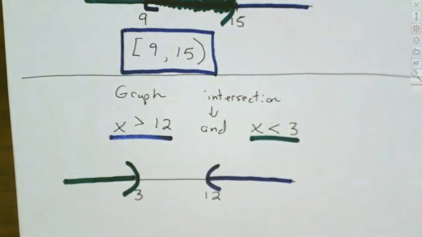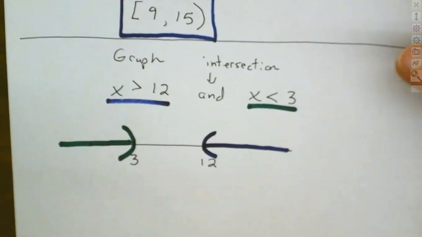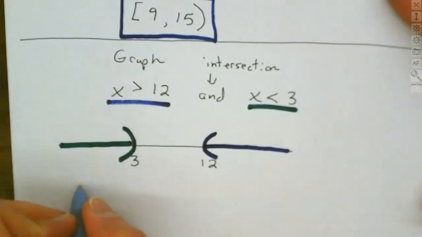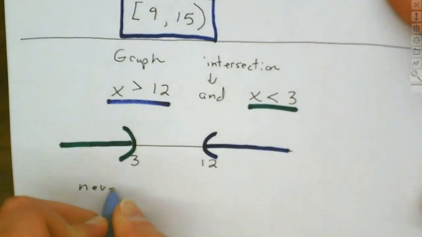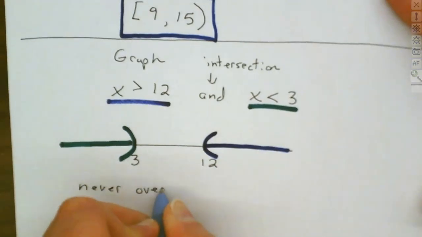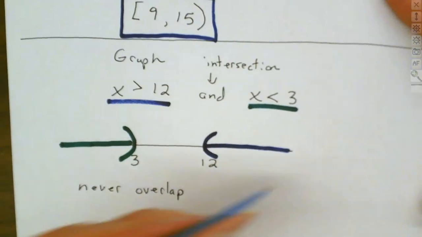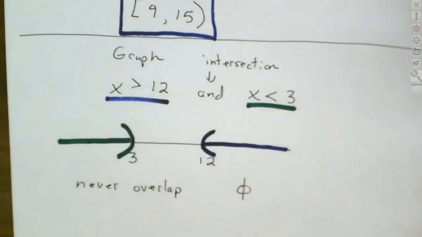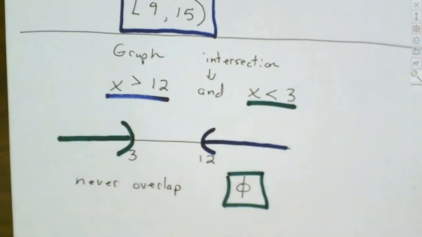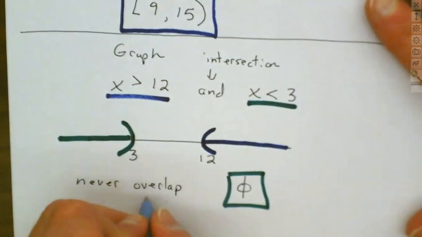Now, the and is where they overlap. Do these ever overlap or cross each other? No. So they never overlap. So what would your solution be? Your solution would be the empty or the null set. Why is it like that? Because they never cross, they never overlap.